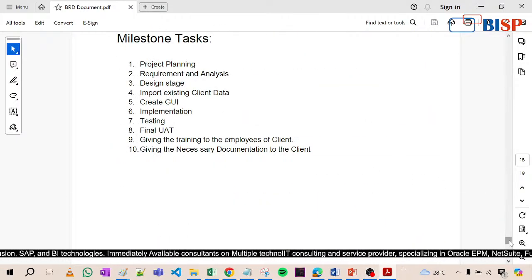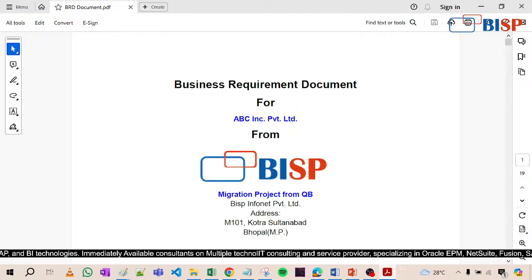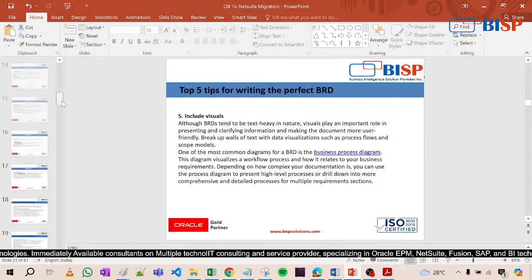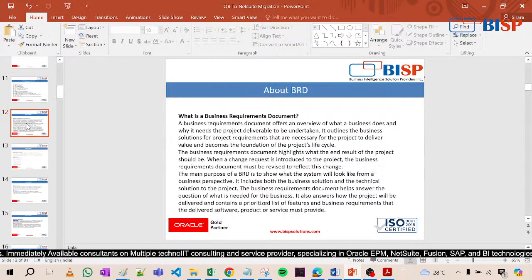So guys, this was all about the BRD. This session was fully dedicated to the BRD only, because BRD writing is not an easy task, and it's very crucial. Once you are able to write the BRD in a perfect way, then project implementation will be completed in the given time, and this BRD is required in every project. Without a BRD, your projects will not start.